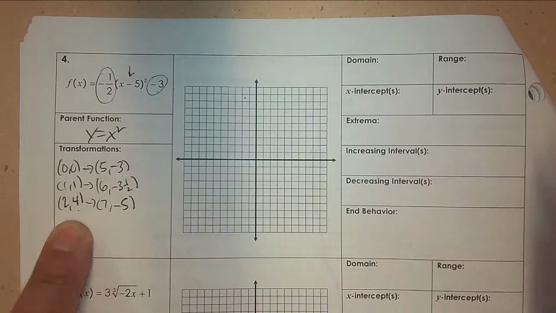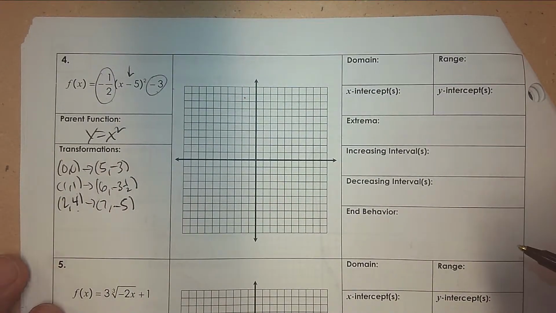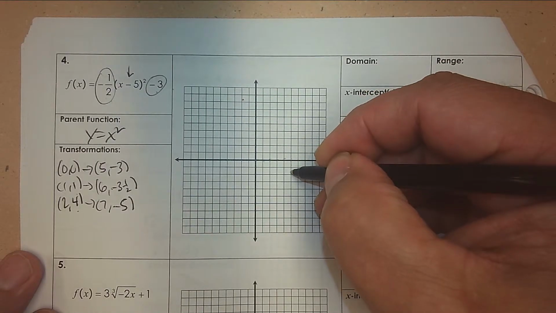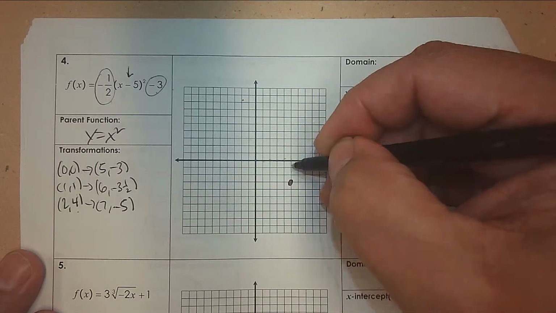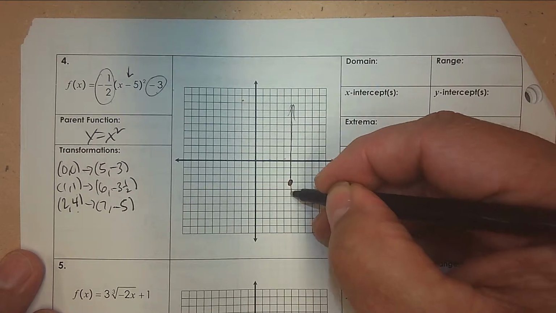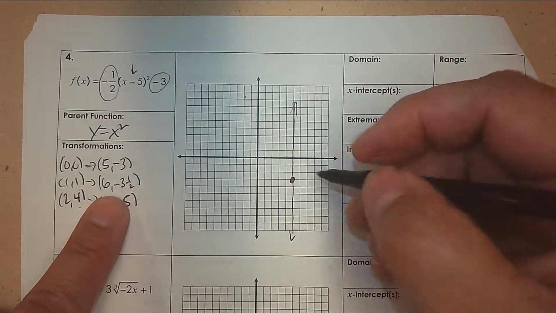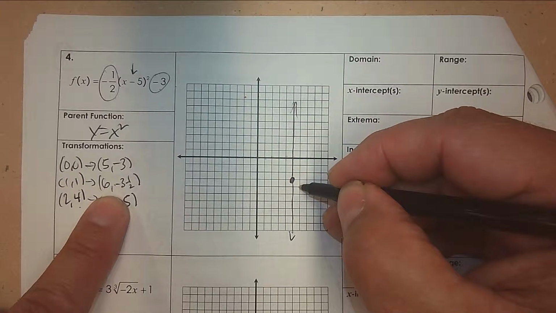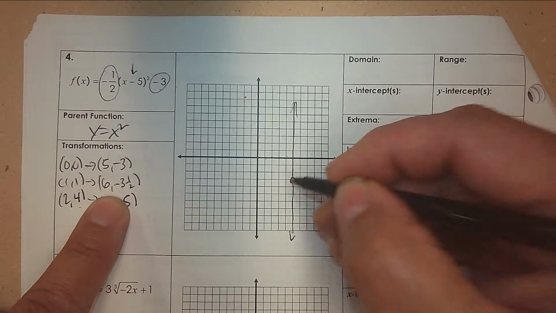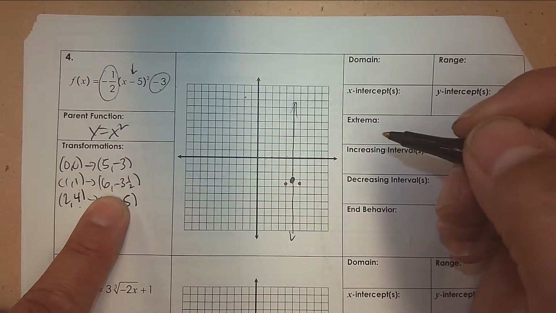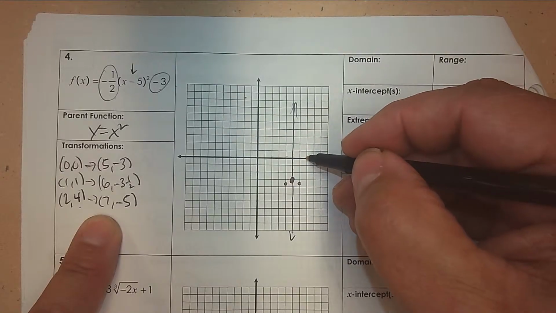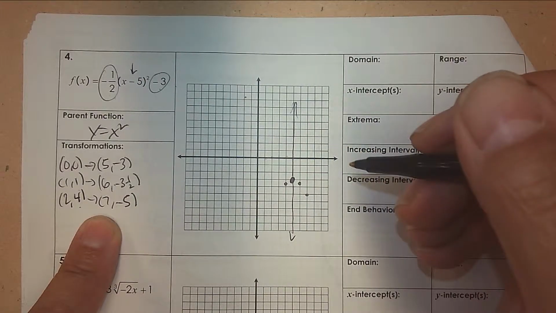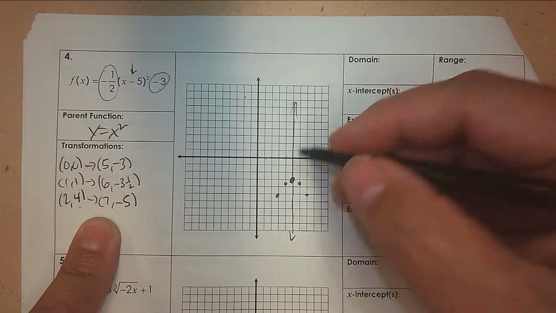So we can use the axis of symmetry to find more points as we need them. So (5, -3). (6, -3 1/2) and reflect over. (7, -5) and reflect over. So there's your parabola.